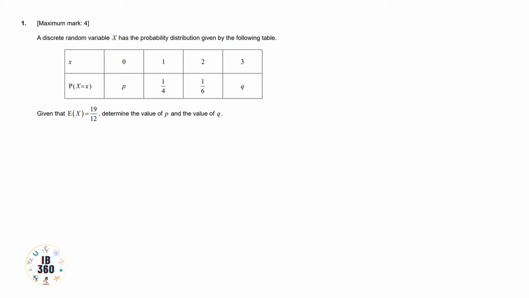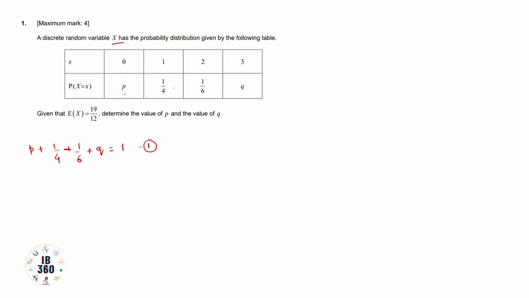So the first question is from probability. A discrete random variable X has the probability distribution given by the following table. From here we can conclude that if we add all these probabilities, we will get 1. So p plus 1/4 plus 1/6 plus q equals 1. This is my number 1 equation.